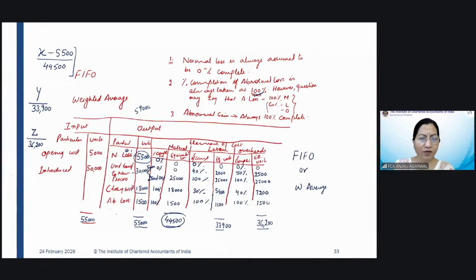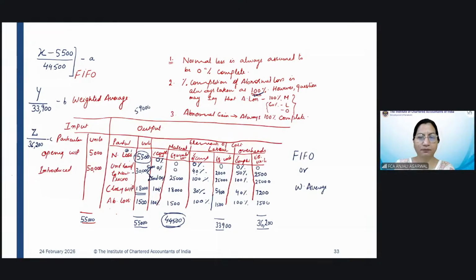And then if you want to find out what is your value of closing stock, so 18,000 into, let's say this is A, this is B, this is C. So if I want to find out my closing WIP value, 18,000 into A plus 5,400 into B plus 7,200 into C. What is the cost of abnormal loss? 1,500 into A plus 1,500 into B plus 1,500 into C. How much did the cost I incur in completing my opening WIP?